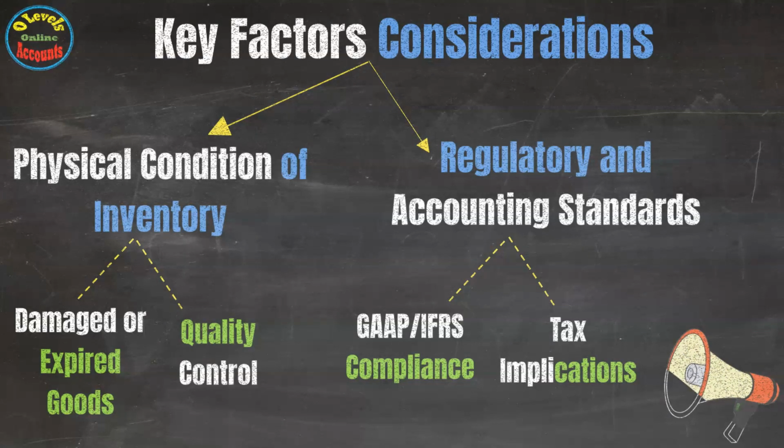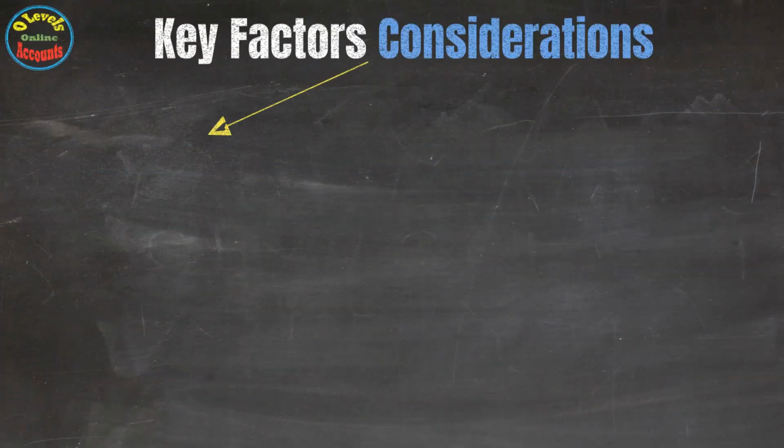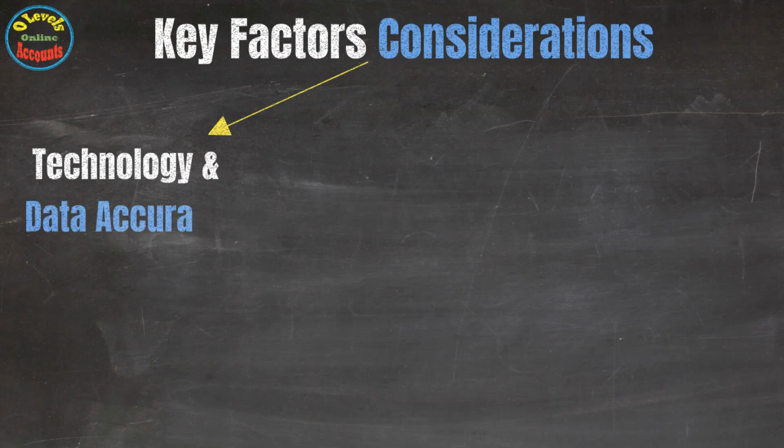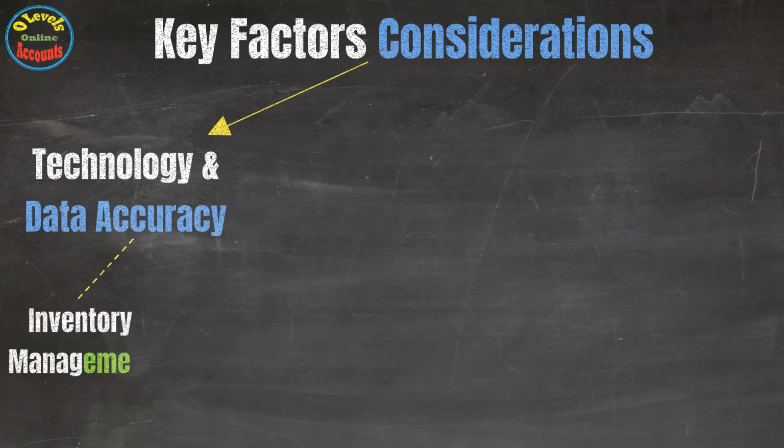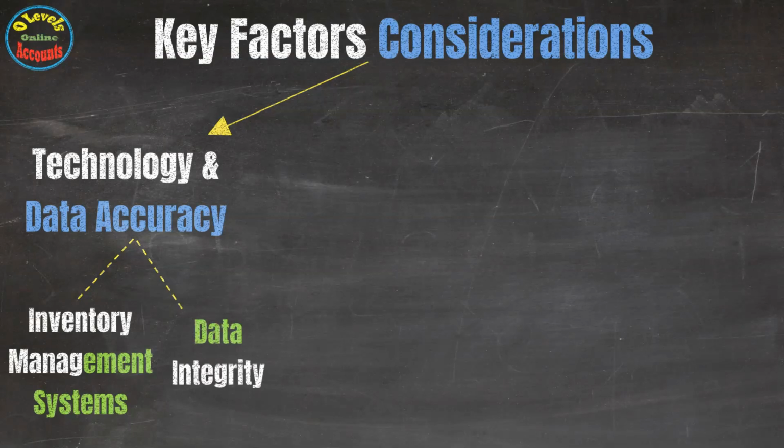Let's check some other factors too. Factor number 6 is technology and data accuracy. In this factor, we have two subpoints. The first one is inventory management systems. Robust systems ensure accurate tracking and valuation of inventory. The second subpoint is data integrity. Accurate data collection and processing are vital for making informed valuation decisions.